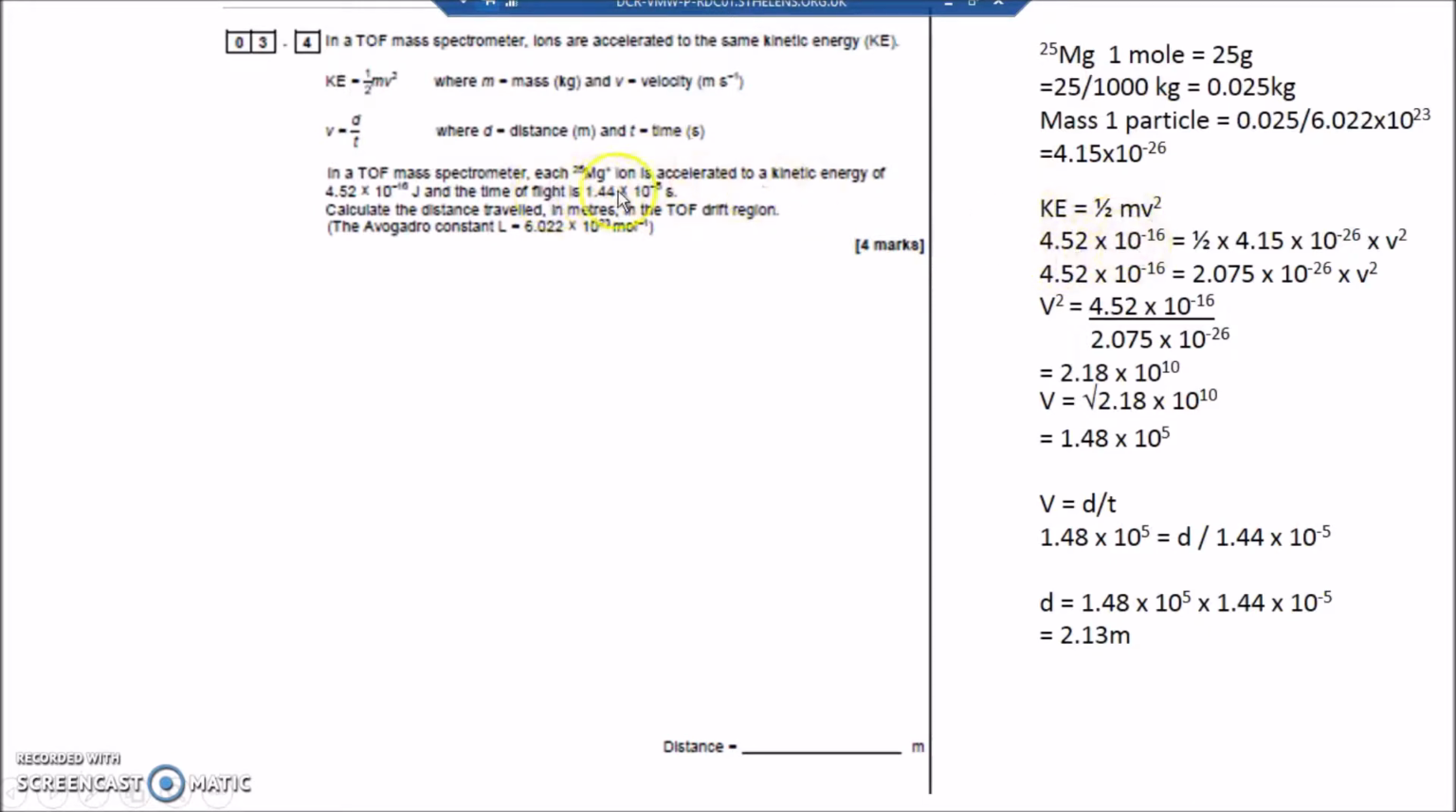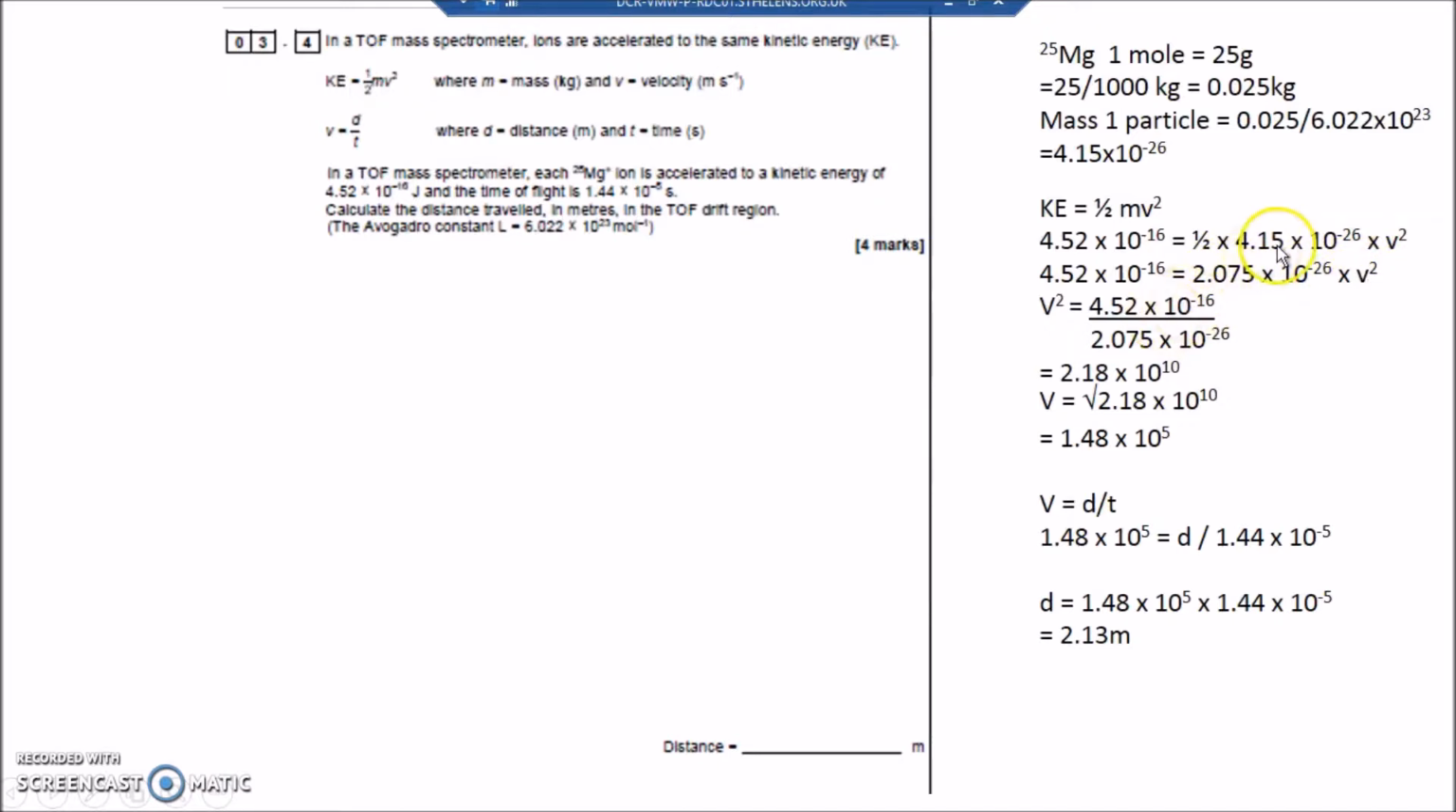I've got kinetic energy, I was given it in the question: 4.52 times 10 to the minus 16 equals half, multiplied by 4.15 times 10 to the minus 26. That's m, the mass of one particle in kilograms, multiplied by v squared. I'll just multiply out this half here, so 4.52 times 10 to the minus 16 is 2.075 times 10 to the minus 26 times v squared.